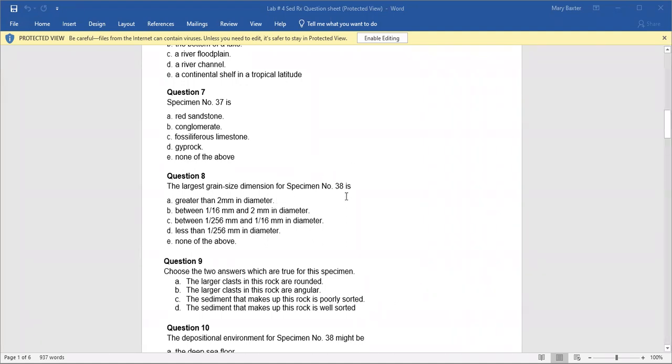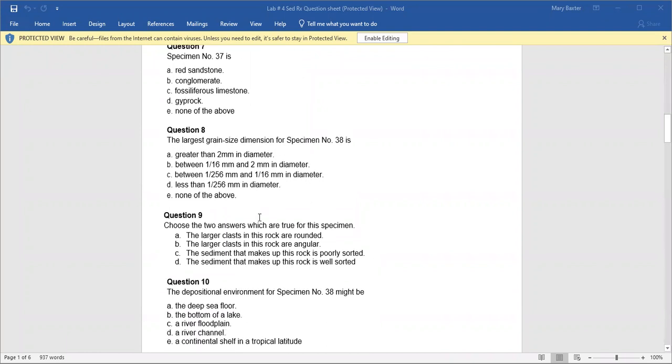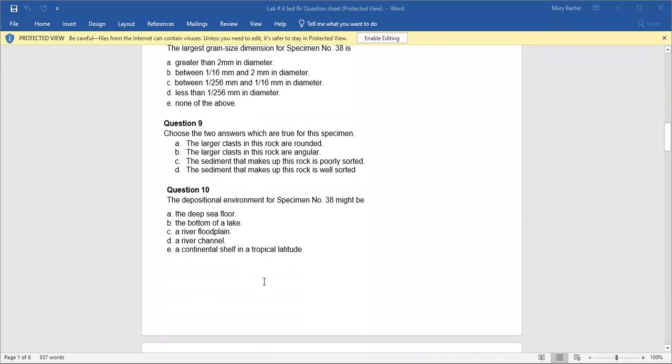The largest grain size dimension for specimen 38 is the biggest one, because it really has to be that big before it's called what we called it. Okay. And then for that specimen, choose the 2 answers which are true. The larger clasts in this rock are rounded or are they angular? And the sediment that makes up this rock is poorly sorted or is it well sorted? Okay, so 2 of those answers are correct. I have to make sure I have the correct answer in there for question 8. Question 10, depositional environment for specimen 38.